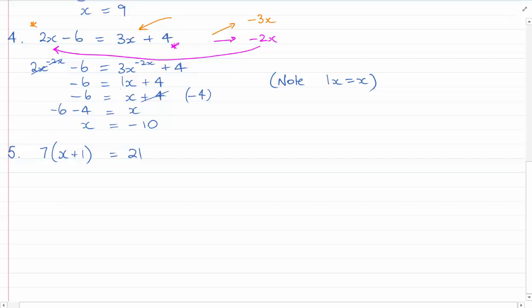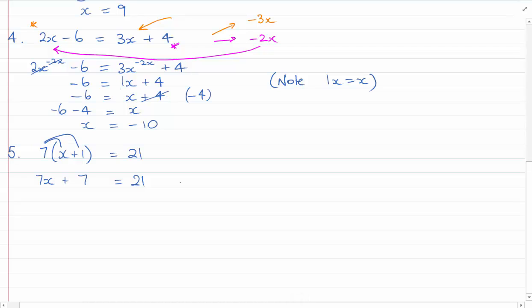So to expand the brackets here, I have 7 times x and 7 times 1. So this is the distributive law. 7 times x is 7x, plus 7 times 1 is 7, equals 21. A lot of people fall for the trap of writing 7x plus 1. But remember that 7 is multiplying everything inside the brackets.